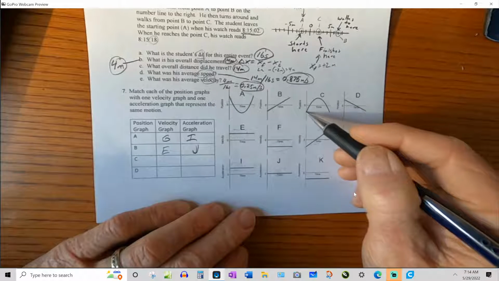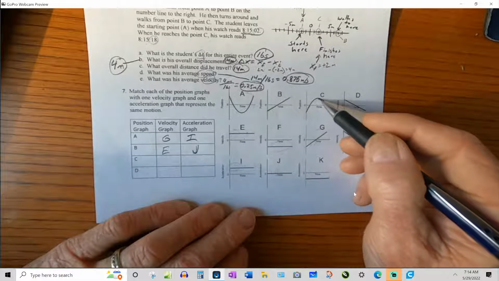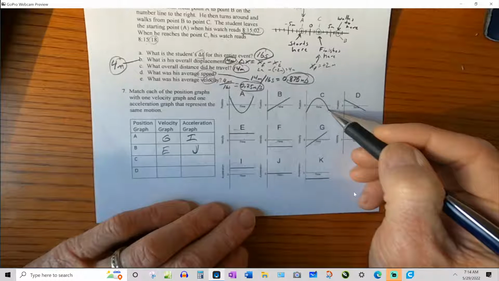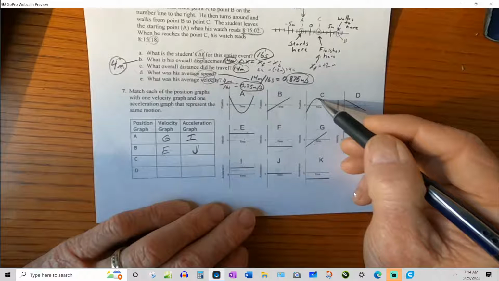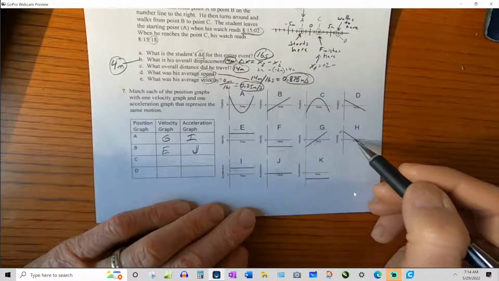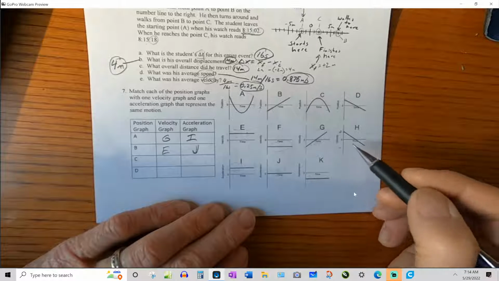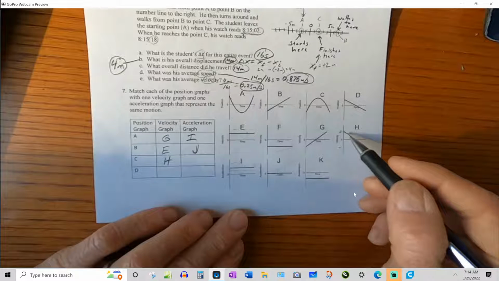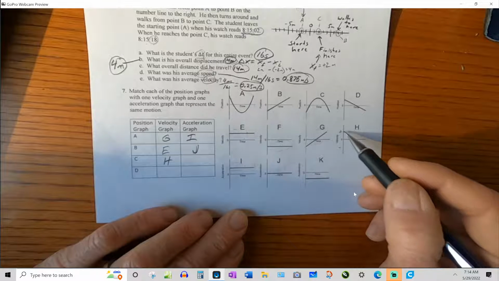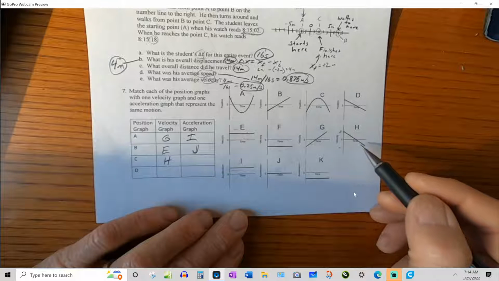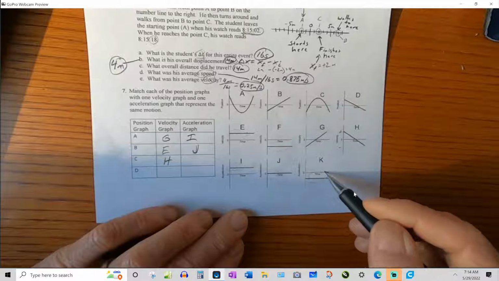Now this one, I've got a positive slope, and then I've got 0 slope, and then a negative slope. So velocity needs to be positive, then 0, then negative. And that would be this. Here it's positive, here it's 0, and now it's negative. So that's H. And if you look at the slope of H, it's always negative. It's always the same negative slope, so the acceleration is always going to be negative.